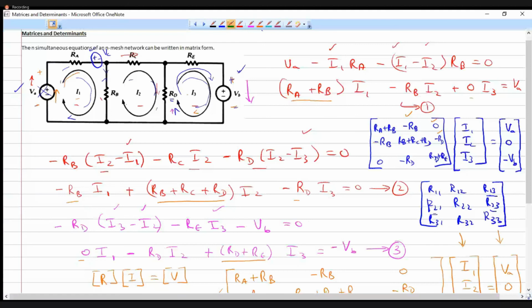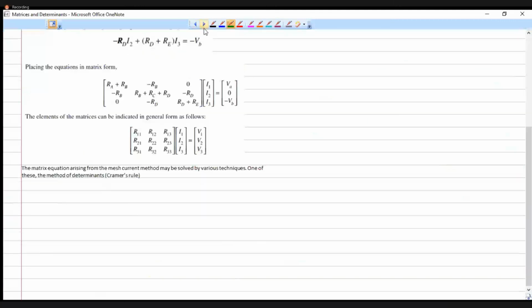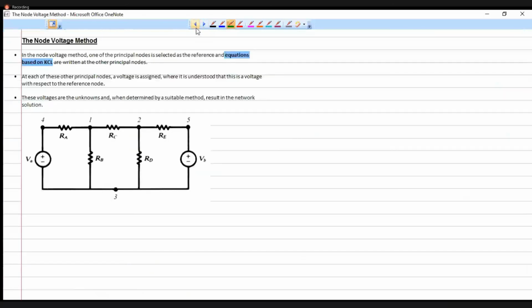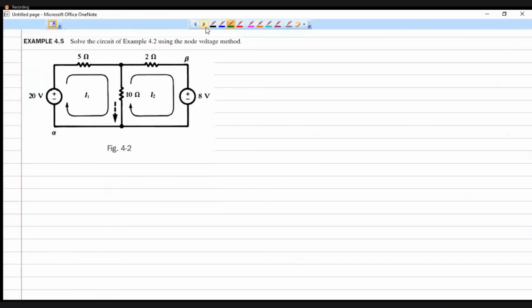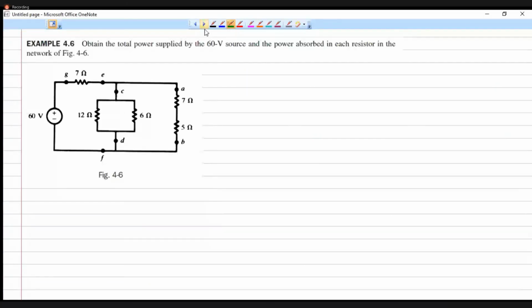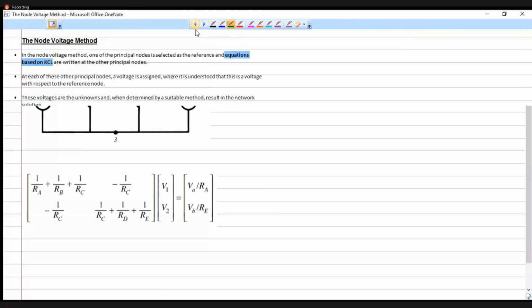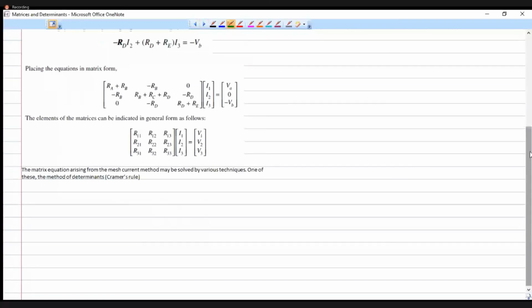Sir, why should we write in matrix? I know how to solve in simultaneous method. Then why should I write matrix method? Any answer for that? Any guess? Wild guesses? If you give an answer, then we will proceed to the next one. So why are we using matrix method? It's easier to solve in matrix when we have more than two variables.